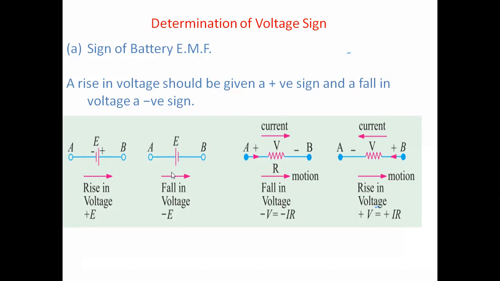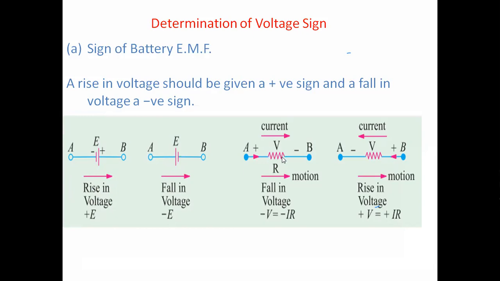And similarly this is negative and positive. Okay, from positive to negative, so this becomes a fall in voltage. Then it becomes minus E. Okay, so this is for the voltage sources.